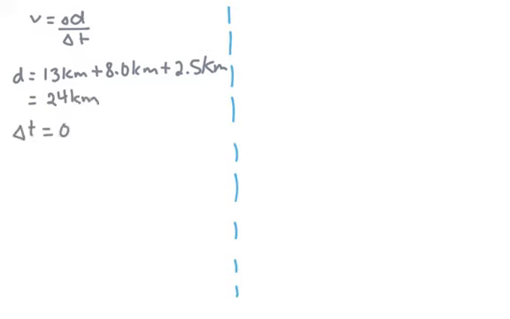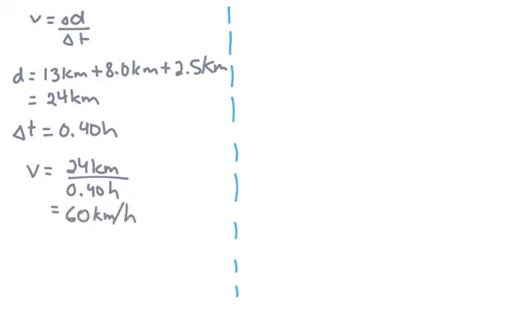My delta t was 0.40. So my v is 24 kilometers divided by 0.4. Let's see what we get. 24 divided by 0.4 equals 60 kilometers per hour. Now, here's a question. Is that the correct significant digits? Hopefully you're saying no, because this is showing one significant digit, because a zero like this does not count. Only if I give it to you like this would it count. But a calculated value, because of rounding, doesn't count.